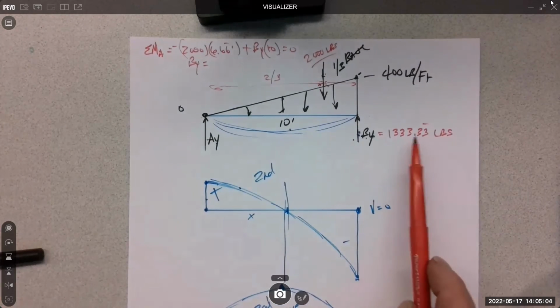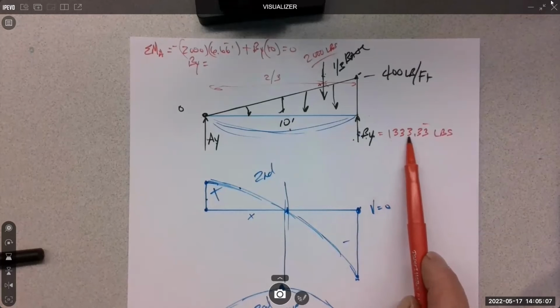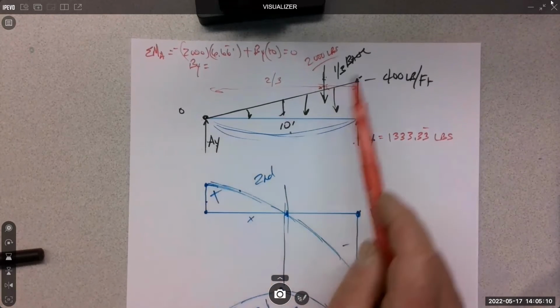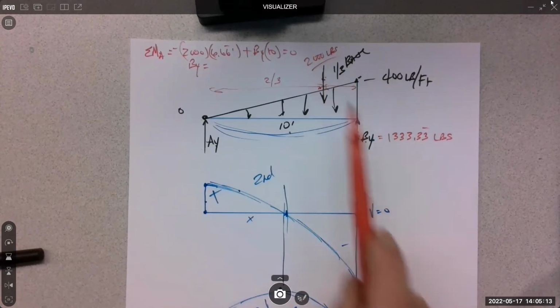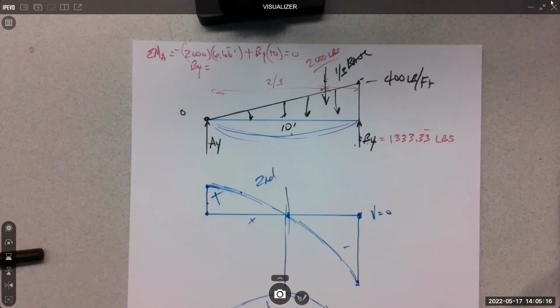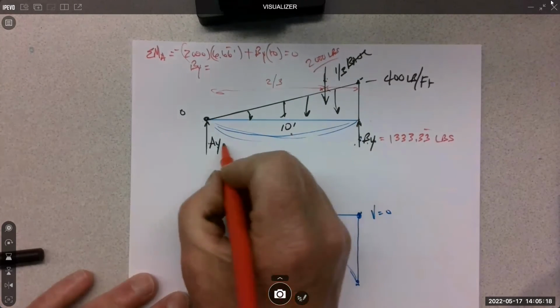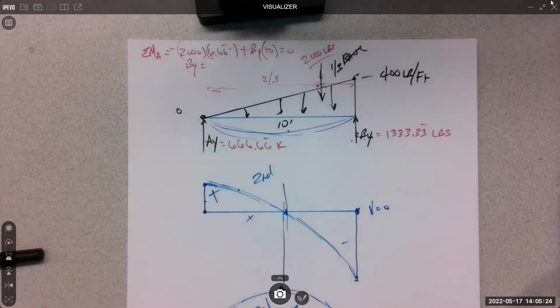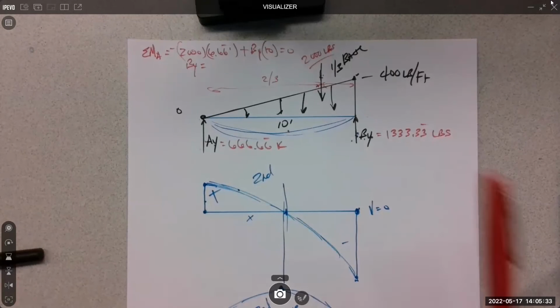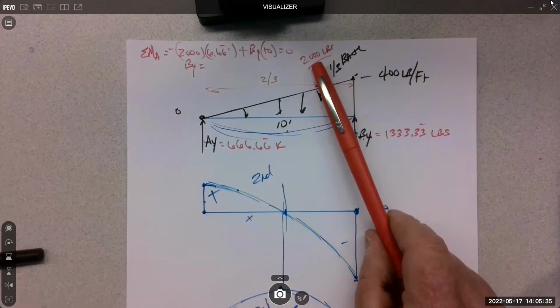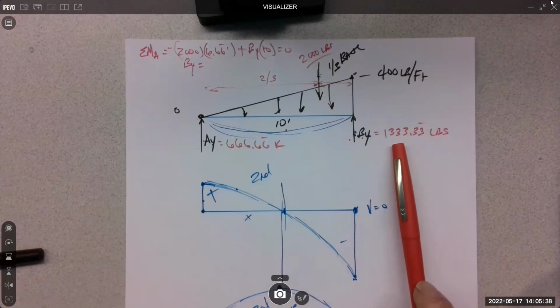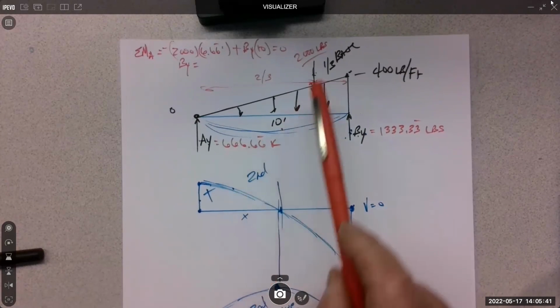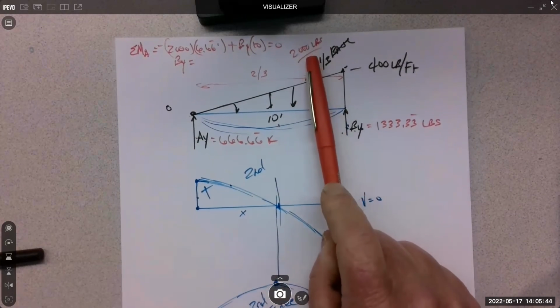So there's 1,333 here at BY. So here, there's 2,000 coming down. I just take the difference between those two to get that 666. You got a total of 2,000 coming down, right? Complete total. So if we find 1,300 here, this one has to balance. These two have to add to that one.